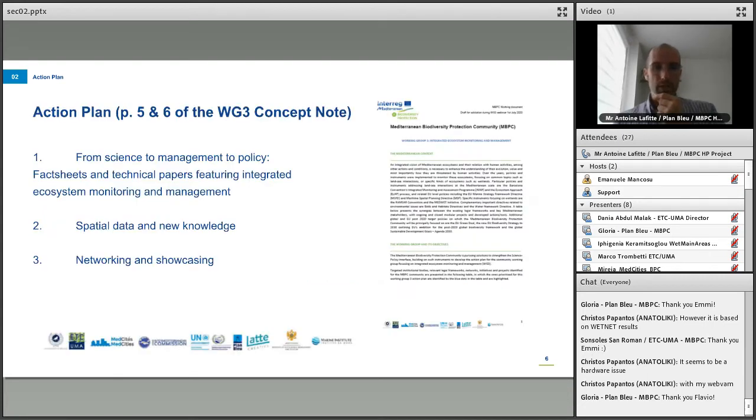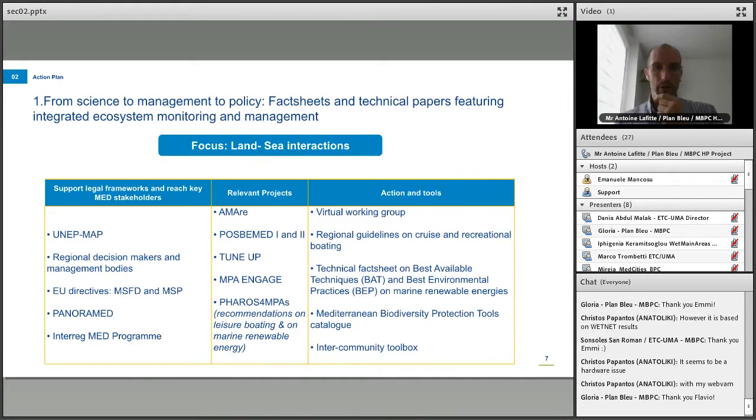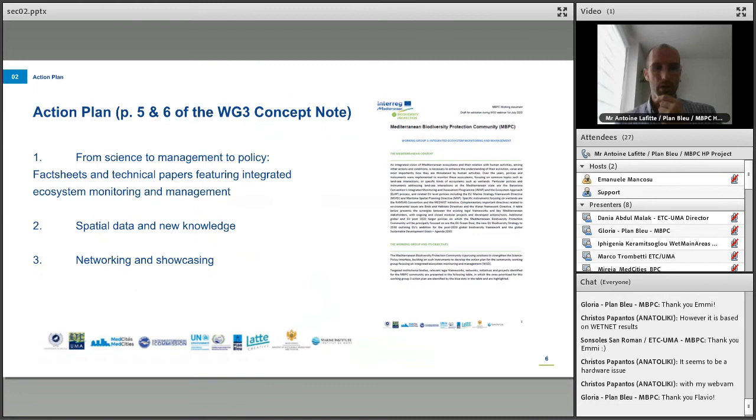The next slide will now refer directly to the concept note that you should have received, and especially pages 5 and 6 if you want to open the concept note. And this slide is presenting the general overview of the working group three types of proposed actions. I will quickly present them, but again, I invite you to open in front of you this concept note.